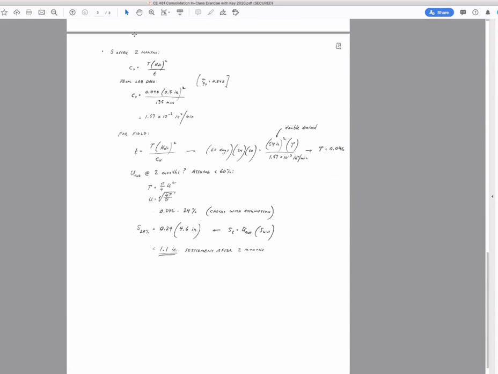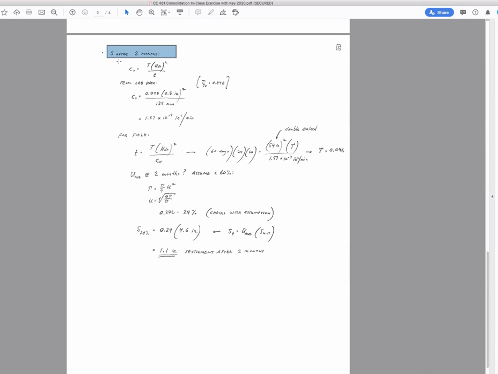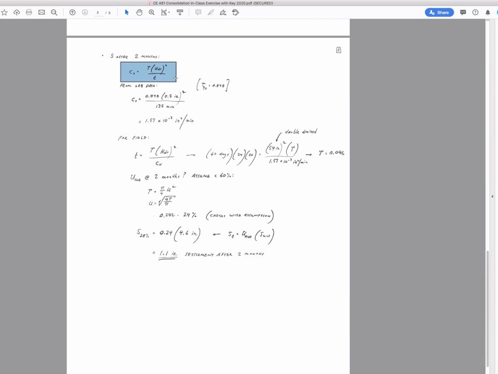Next up, settlement after 2 months. And that's a question mark. So first up, we need to define C sub V. And CV is a soil property. And I had some groups rattling around with the concept of the hydraulic conductivity and the A sub V and so on. And we don't have enough information to piece it together that fundamentally, but we do have sufficient information from interpretation of data to be able to use this equation.